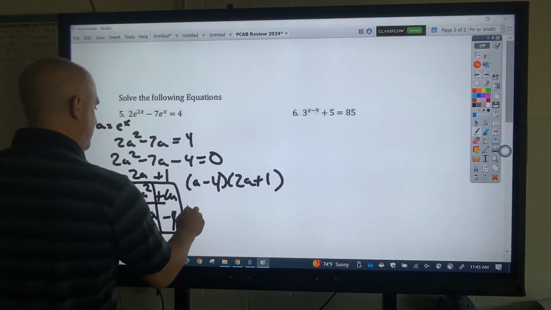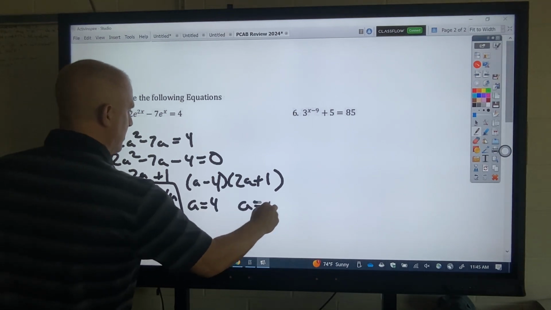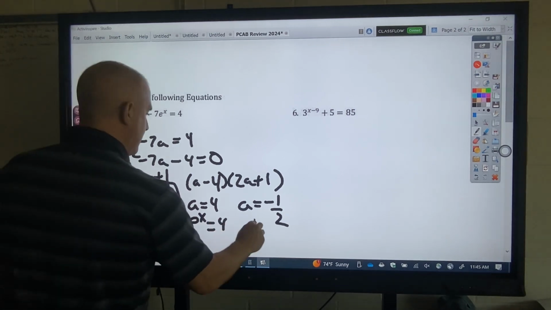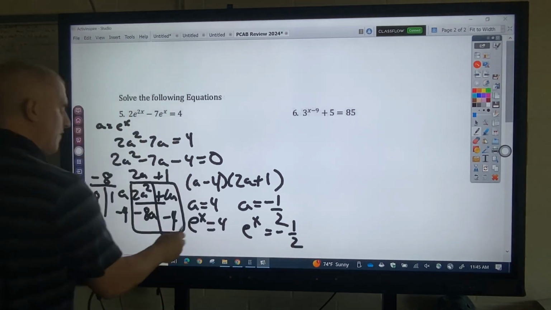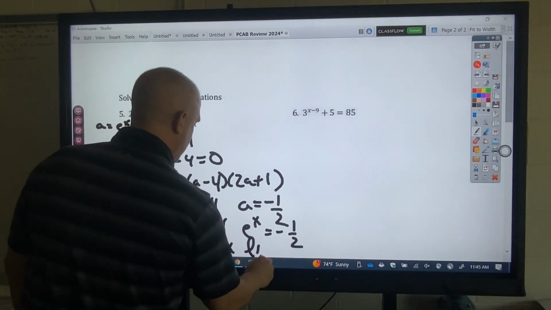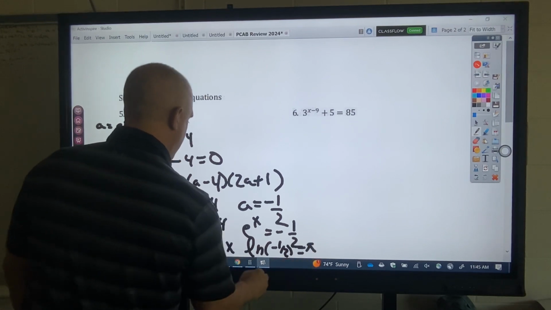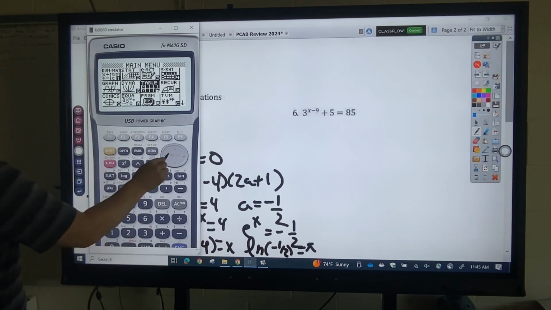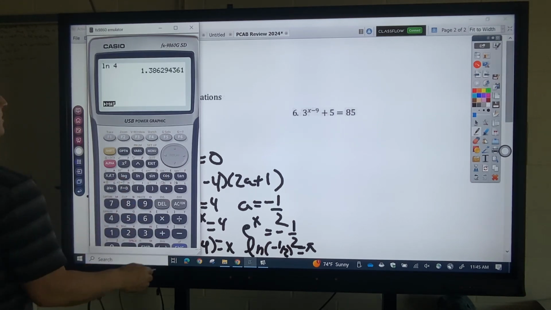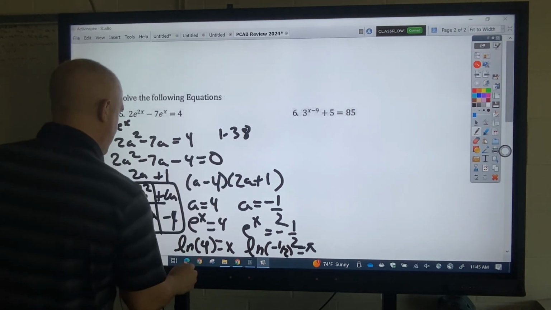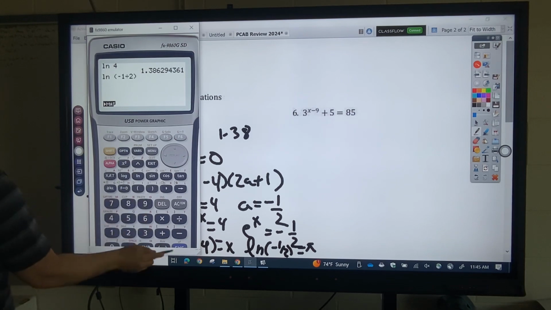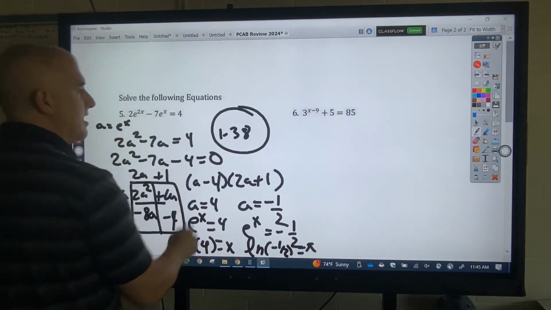Okay, I solve each of these. This will be a equals 4. This will be a equals -1/2. Then I want to bring back the e. E to the x equals 4. E to the x equals -1/2. So I want to convert this. E converts to natural log. So natural log of 4 equals x. Natural log of -1/2 equals x. Okay. Now if I go into the calculator, very easy. Natural log of 4 gives me 1.38. Okay. But natural log of -1/2, we can't have negative natural logs, so only that's the answer.